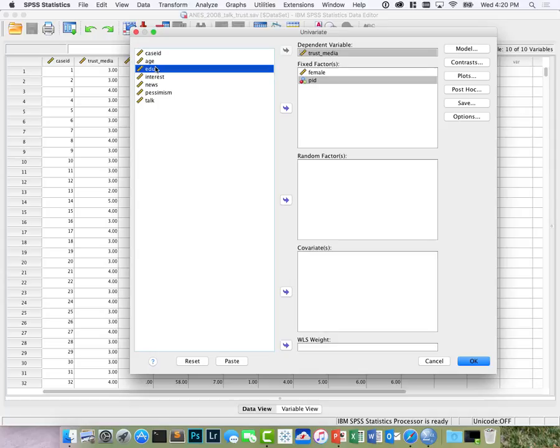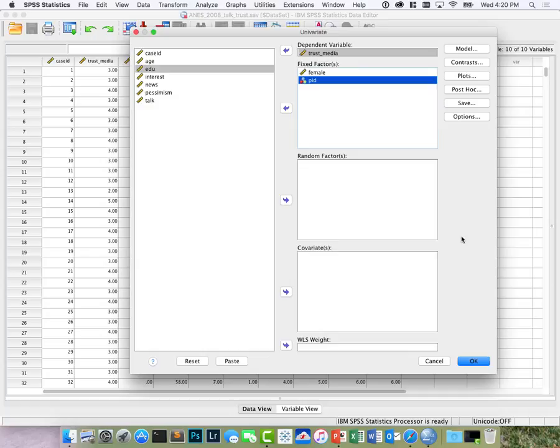It's a continuous variable, yes. And number of years of education, for example, would be a continuous variable that you wouldn't use as an independent variable in ANOVA. So we have dependent variables, how much they trust the media. Our fixed factors or independent variables are whether they're female or not, and party identification: Democrat, Republican, and independent. And we could press OK, and it would give us the standard output.